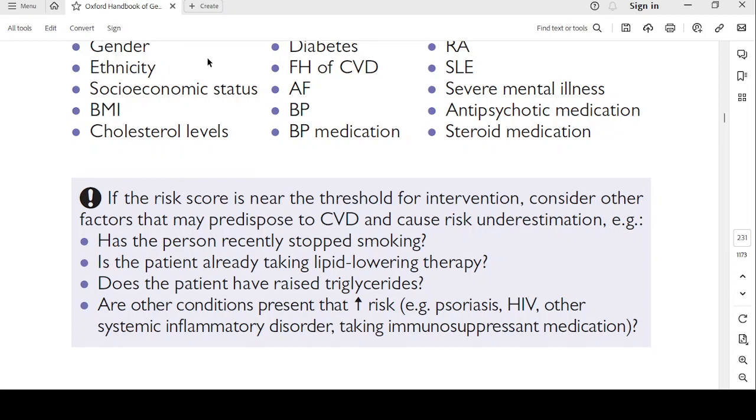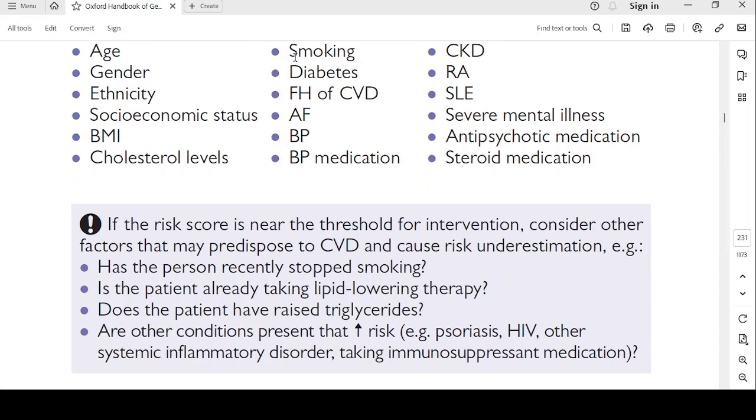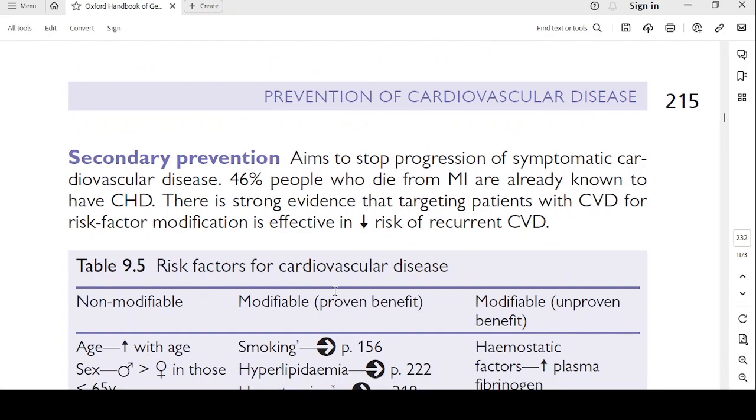So right now you have entered his smoking status is negative. See, here smoking status is negative, but did he recently stop smoking? Is the patient already taking lipid lowering therapy? So there are two other things you enter: one is non-HDL cholesterol and the other is HDL cholesterol levels. If he is already taking lipid lowering therapy, that's why his lipid levels are normal.